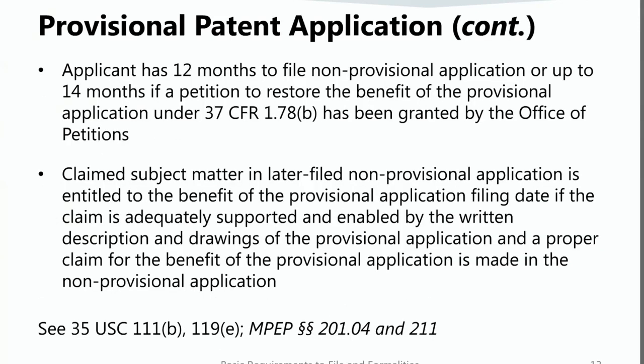Once a provisional application has been filed, the applicant must follow up with a non-provisional application filing within 12 months. However, a non-provisional application that was filed more than 12 months after the filing date of the provisional application, but within 14 months after the filing of the provisional application, may have the benefit of the provisional application restored by filing a grantable petition to restore the benefit under 37 CFR 1.78.